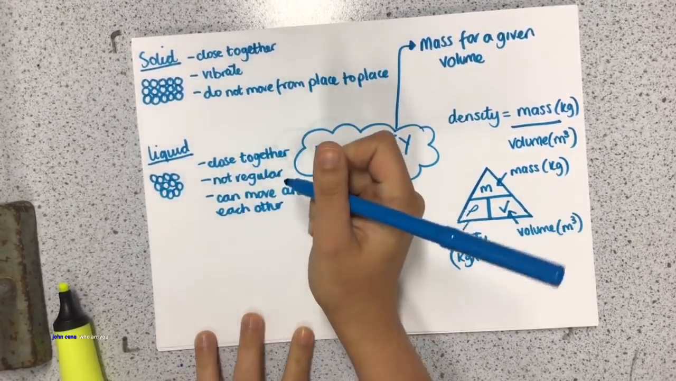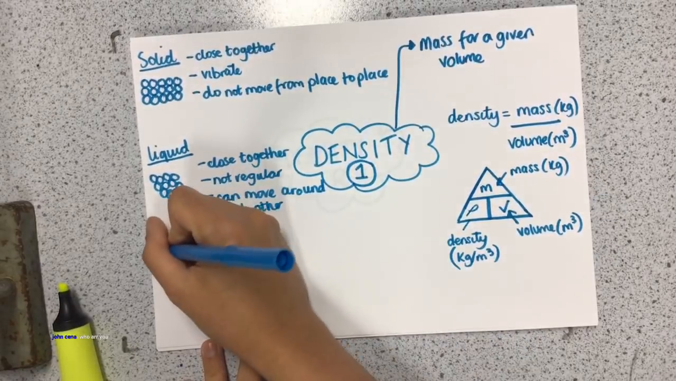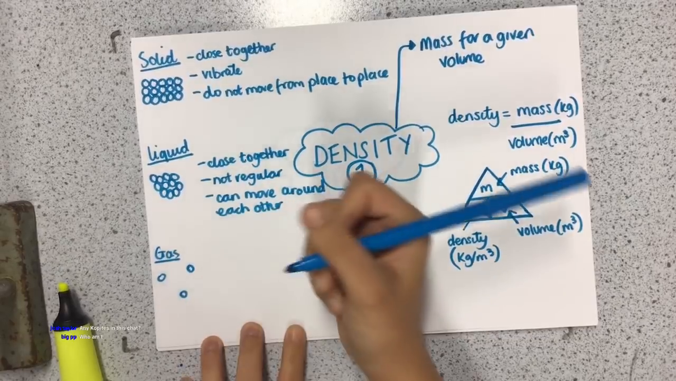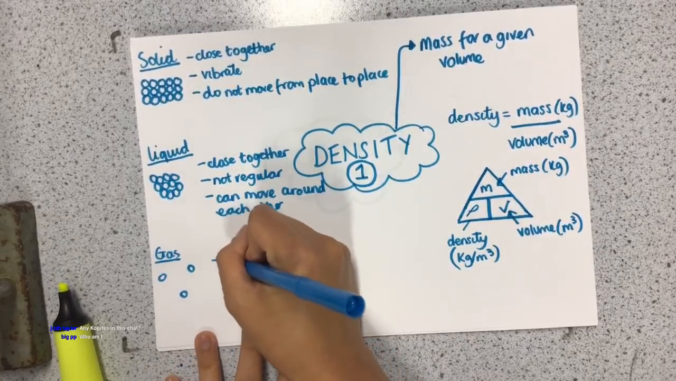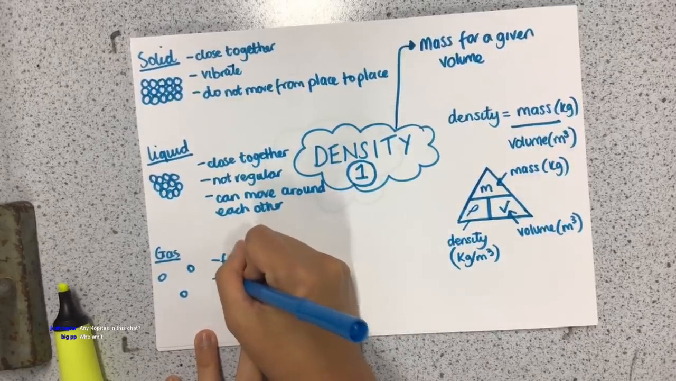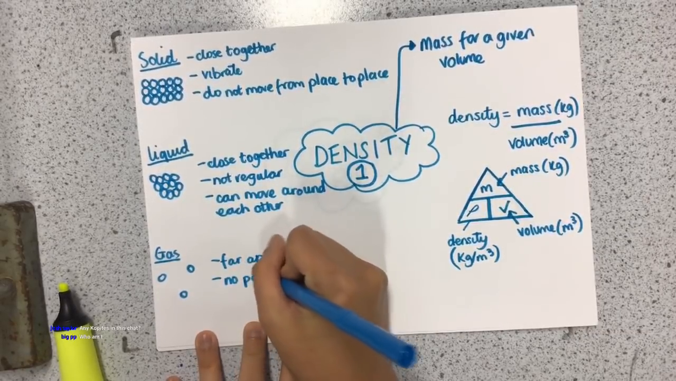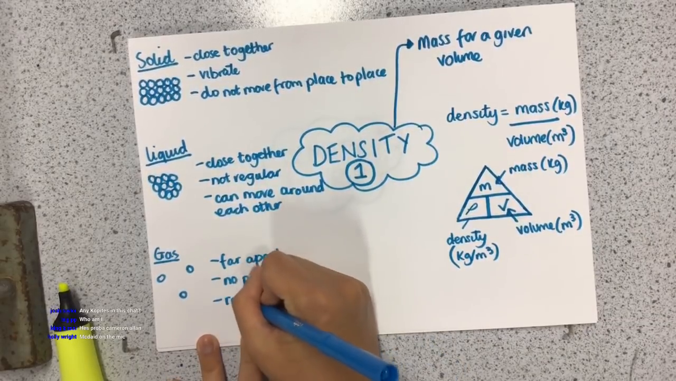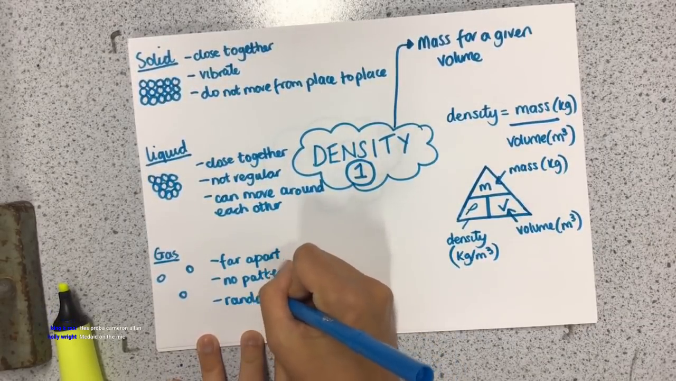And then the last one would be the gas. So they are far apart, no pattern, and they move rapidly and random. Okay, and they're moving really quickly.